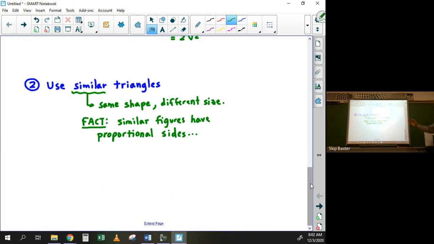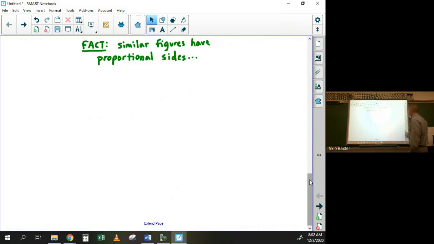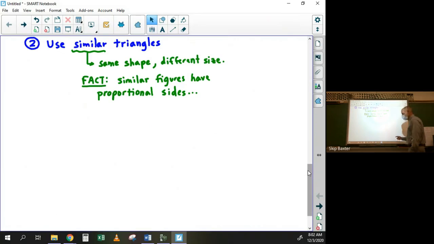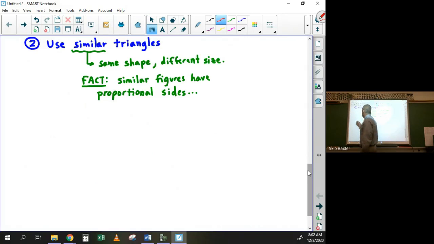Now, what does that mean? Okay, so what that means is that their sides form a proportion. A proportion is just a fraction equals a fraction. That's what a proportion is. It's an equation of that form. Fraction equals fraction.